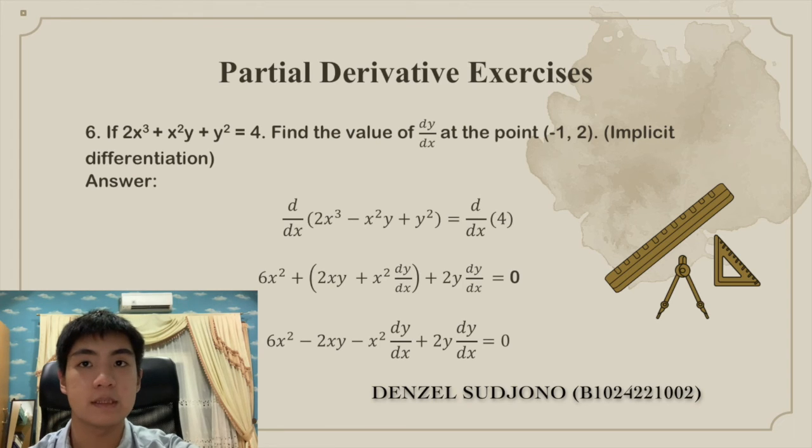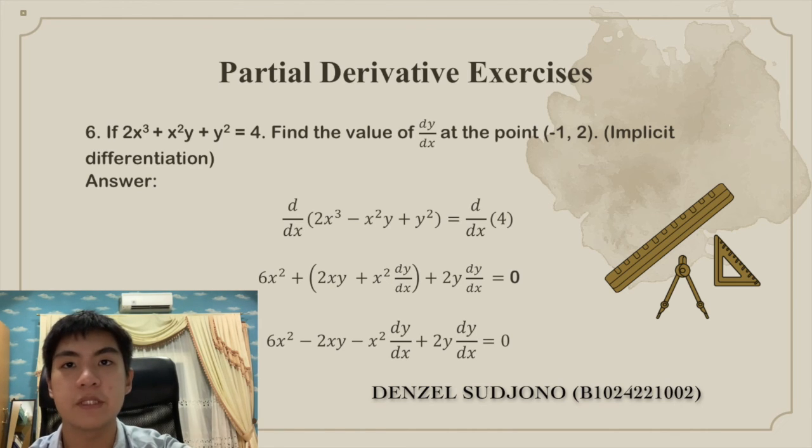Next is number 6. If 2x to the power of 3 plus x to the power of 2y plus y to the power of 2 equals 4, find the value of dy per dx at the point minus 1 and 2. To find dy per dx, we need to do implicit differentiation, where we differentiate both sides of the equation with respect to x and treat y as an implicit function of x.